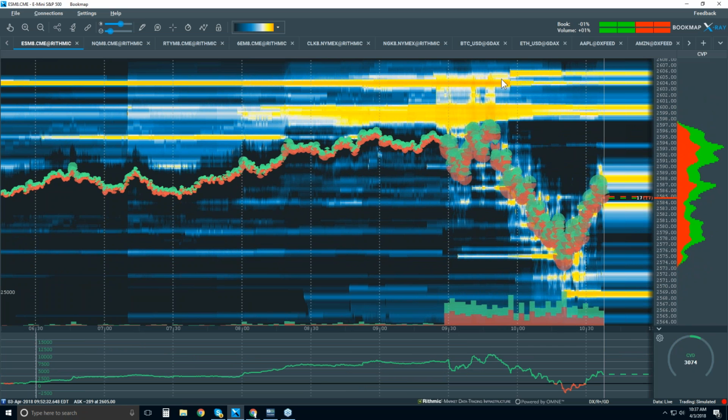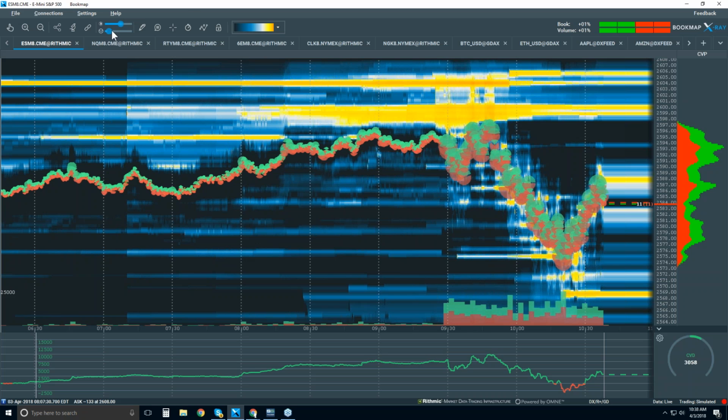So look at the amount of resistance up here at 2600, the figure. That's no surprise. But where are they on the bid? Well, they're down here at 2569.25, the majority of them. We haven't tested that area yet, as you can see. Anyway, let's take a step back here. I wanted to go over that for the full depth.